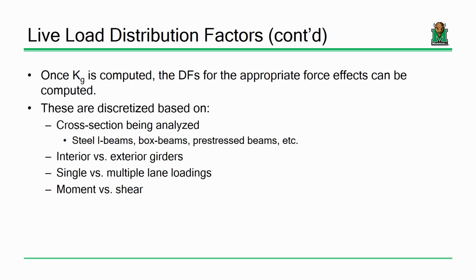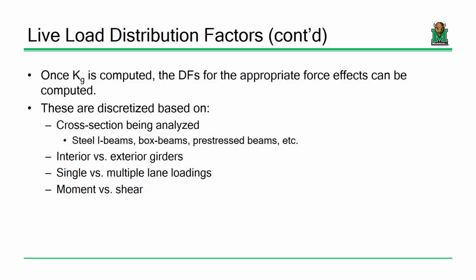Okay. Now, when you open the code, distribution factors are discretized very carefully. For instance, there are different distribution factors for steel bridges than for concrete bridges, for slab-on-beam bridges than for hollow box bridges or things like that. Okay? There are different distribution factors for girders on the inside versus the two girders on the outside. Okay? There are different distribution factors for single lane loading scenarios or multiple lane loading scenarios.